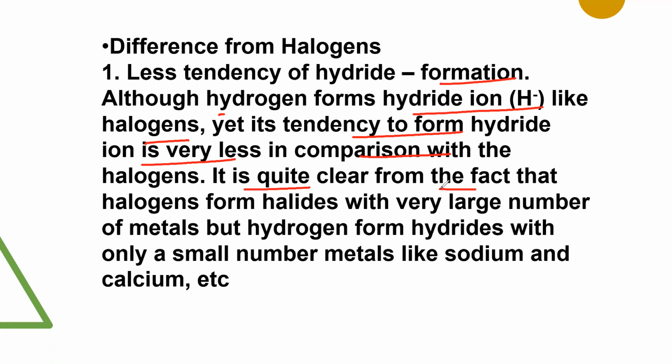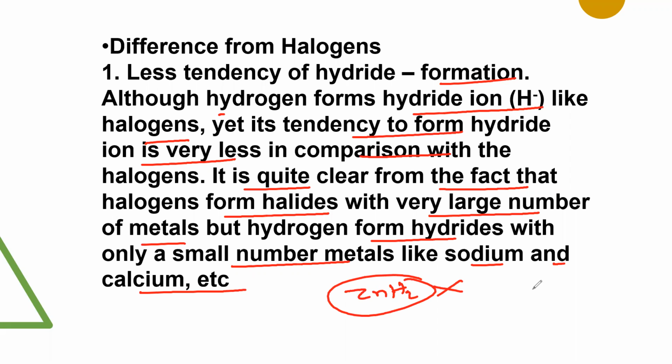It is quite clear from the fact that halogens form halides with a very large number of metals, but hydrogen forms hydrides only with a small number of metals like sodium and calcium. Only with first and second group elements does it form hydrides, whereas halogens can form halides with almost all the metals, like zinc, copper, etc. But hydrogen cannot form hydrides with zinc, copper. Zinc hydride does not form. Copper hydride does not form. Hydrogen can form hydrides only with alkali metals and alkaline earth metals, that is, first group and second group metals only.